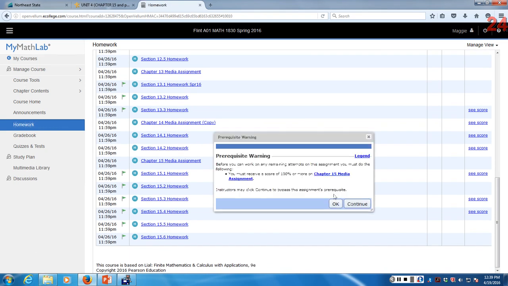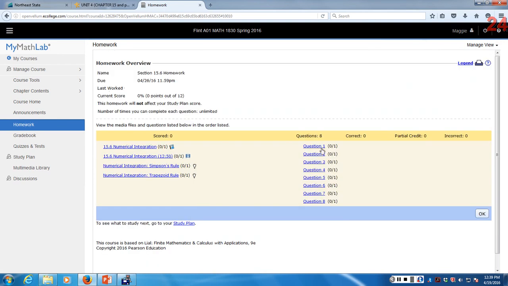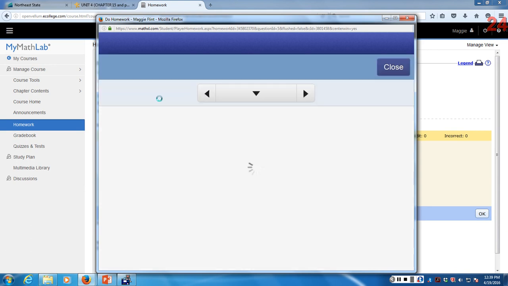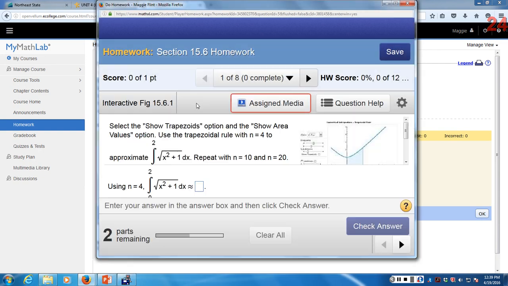Now let's look at 15.3 first, or 15.6, since that's what we just covered. Now, the good thing about this is they actually have these little apps in here that will help you with these. So select the Show Trapezoids option and the Show Area Values option, and use the trapezoid rule with n equals 4 to approximate this equation.